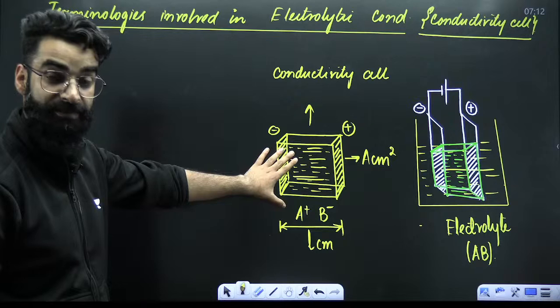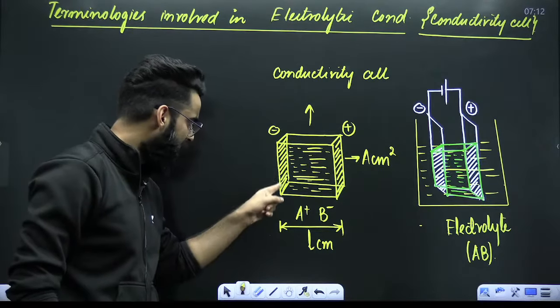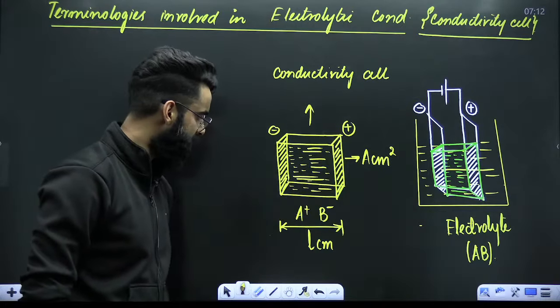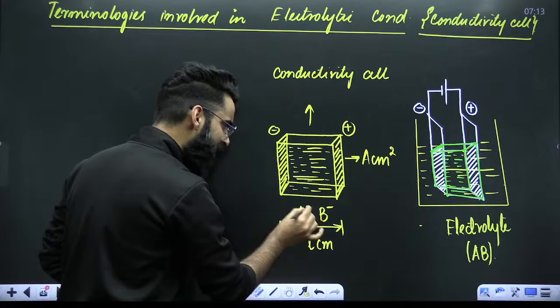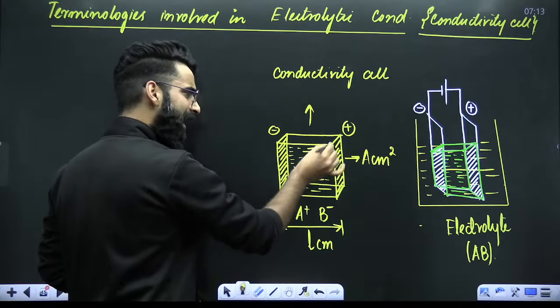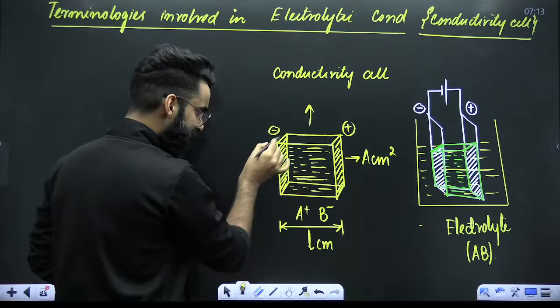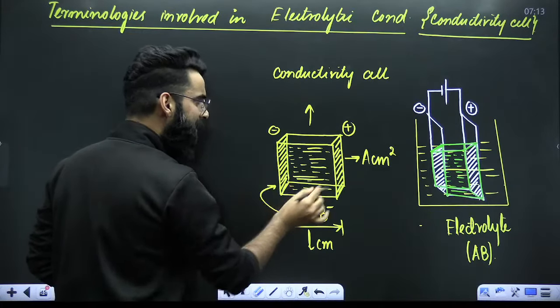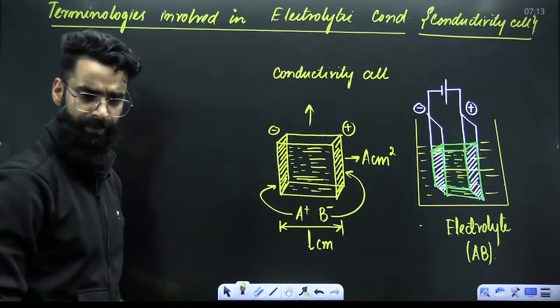So this particular cell is something which you call a conductivity cell. Now tell me one thing. This particular plate carries negative charge. This particular plate carries positive charge. Can I say this negatively charged plate is going to attract B negative towards itself? Absolutely. And this negatively charged plate is going to attract A positive towards itself, correct? And this positively charged plate is going to attract B negative towards itself.